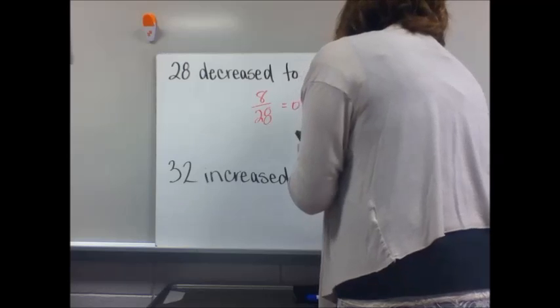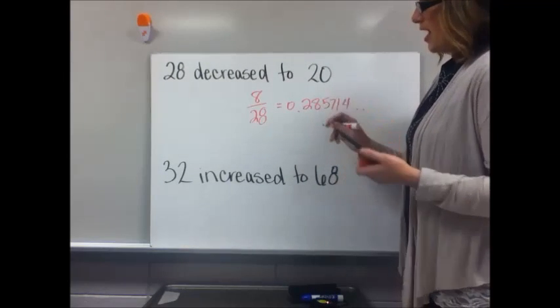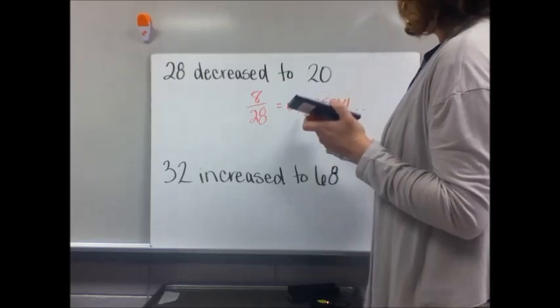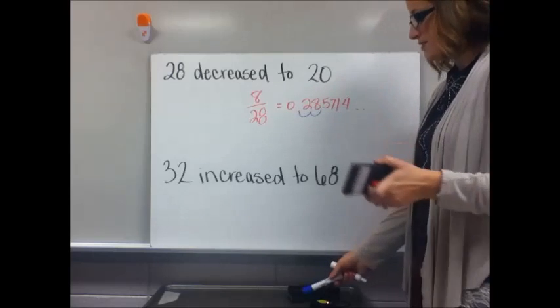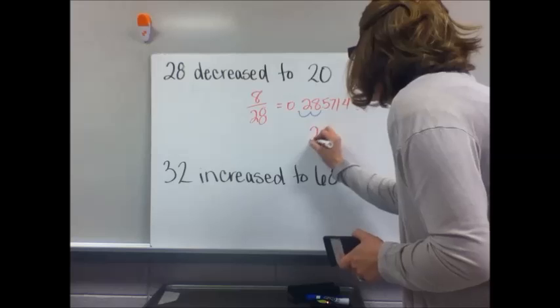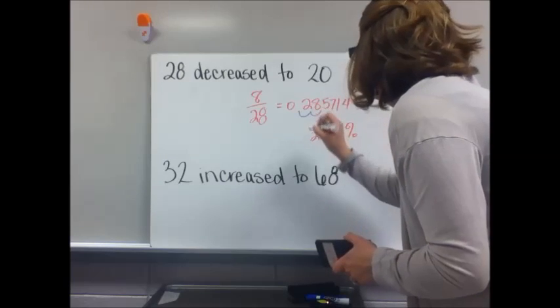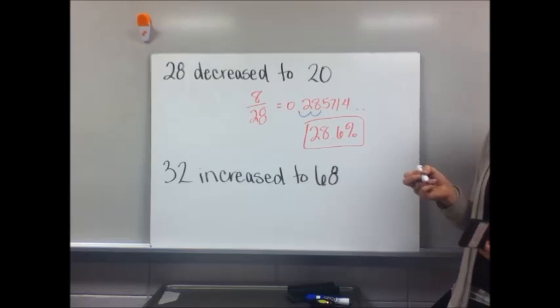0.28571 and then it goes on and on and on. So let's round to the nearest tenth. And that's going to be after we turn it into a percent. So we're going to move the decimal over 2 spots. 1, 2. So it's 28.5714 and so forth percent. We'll round it to the nearest tenth. So that is 28.6%. And that was a decrease. They've already declared it's a decrease, so I just need the percentage.